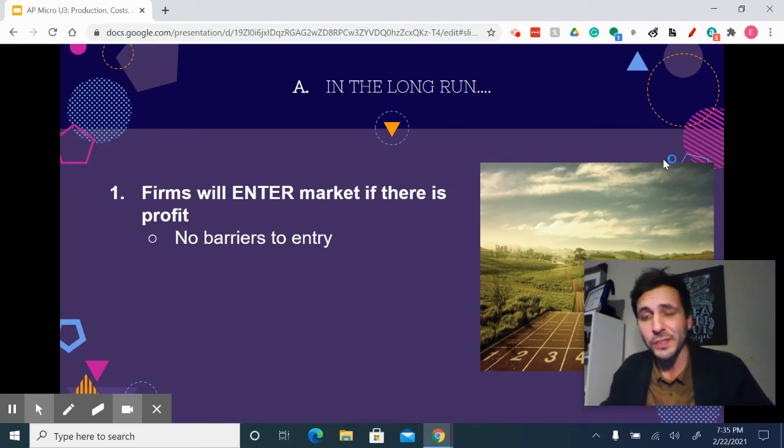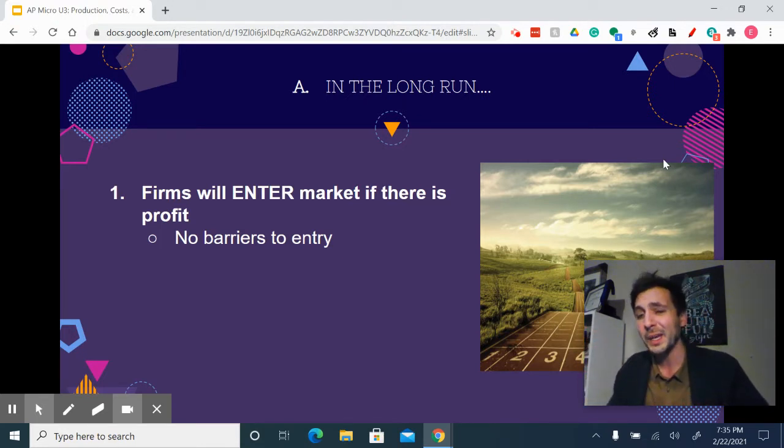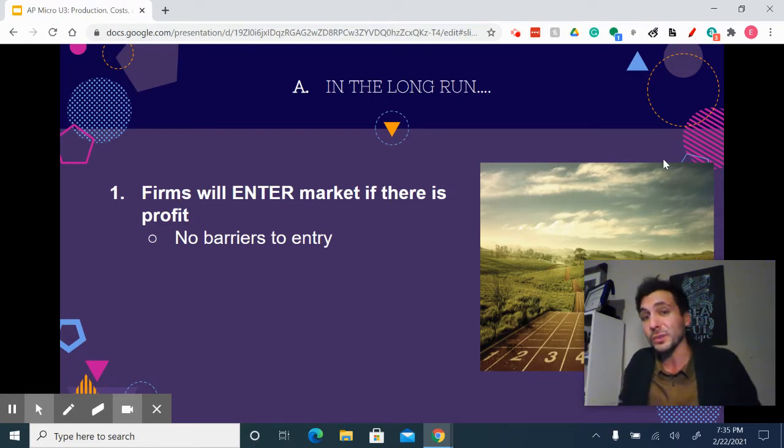Meaning it's not very costly to start making potatoes. It's not labor intensive. It's not capital intensive. There's no government regulation. No one's going to sue you. There's not a big, powerful potato lobby that keeps you from competing, right? They're not keeping prices artificially high. None of those barriers to entry are there. So firms can enter and firms can leave at leisure without many issues at all.